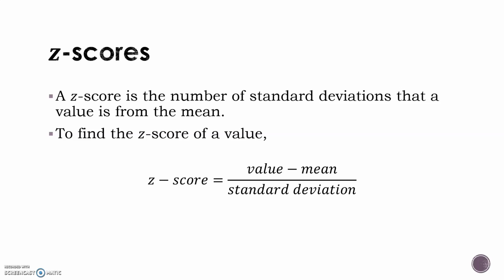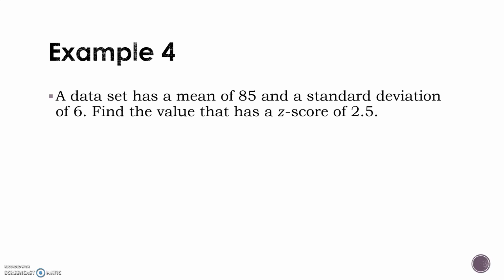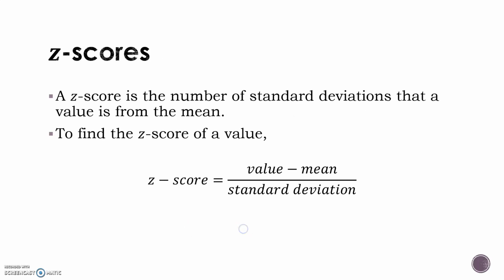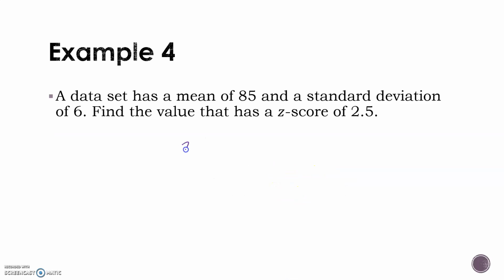So then the last thing is a z-score, and a z-score is the number of standard deviations that a value is from the mean. So you're going to take the value minus the mean and divide by the standard deviation. So if a data set has a mean of 85 and a standard deviation of 6, find the value that has a z-score of 2.5. So they're giving us this, but we don't know the value. We know the mean and the standard deviation. So I know that my z-score is 2.5. I do not yet know the value, but I do know the mean is 85, and I know that the standard deviation is 6.